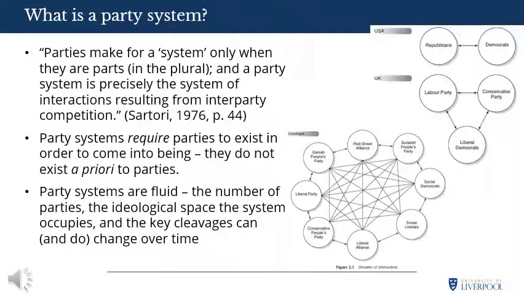In a given political system, parties have to coexist with one another, and Duverger argued that the forms and modes of their coexistence define the party system of a particular country. Sartori developed this further. He argued that parties make for a system only when they're apart, in the plural, and a party system is precisely the system of interactions resulting from inter-party competition. And so, this means that party systems can only occur within a multi-party framework.